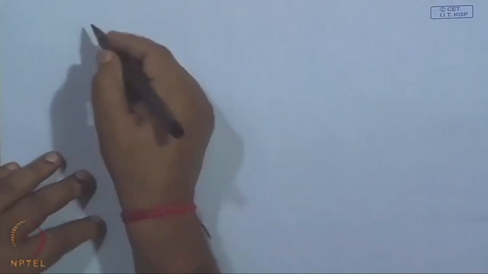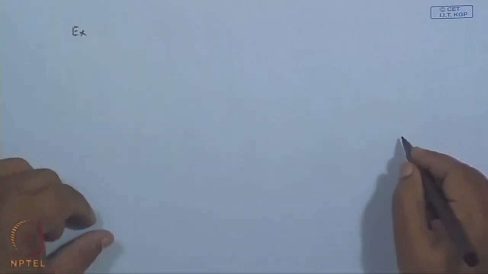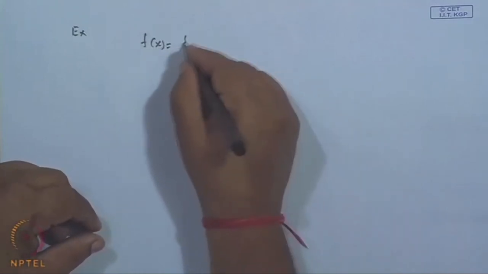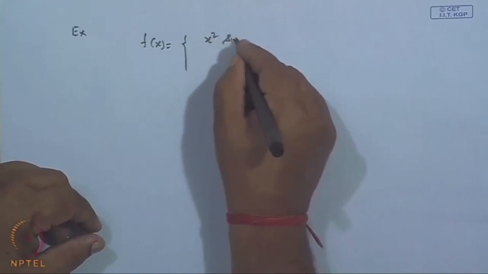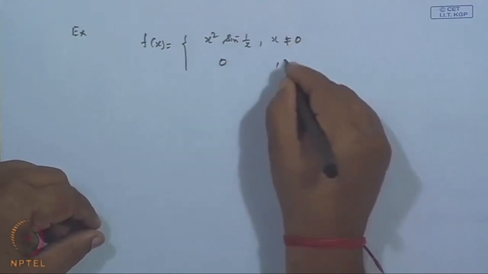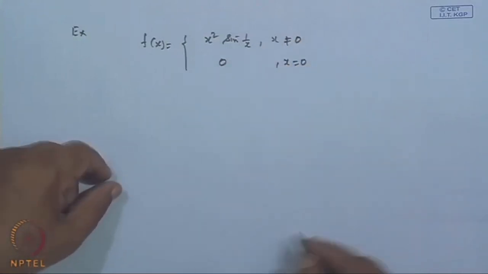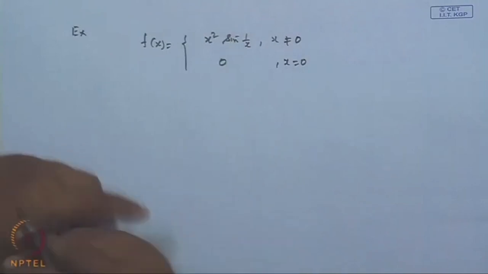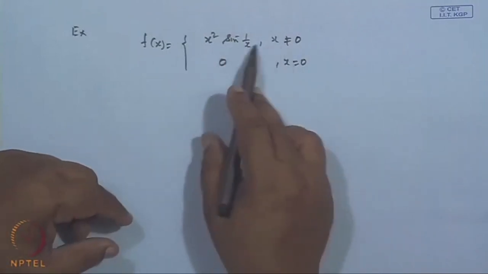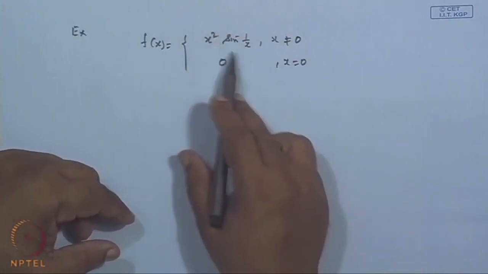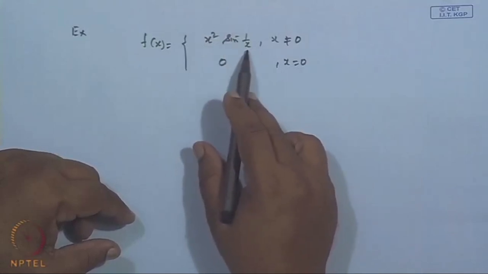Okay. Now, let us take few examples where the differentiability is there. Suppose I take the function f x equal to x square sin 1 by x when x is not equal to 0 and 0 when x is equal to 0. Now, when x is not equal to 0, the function is defined in this fashion. Now, x square is a continuous function, it is also differentiable, sin is continuous and differentiable, so far x is not equal to 0.